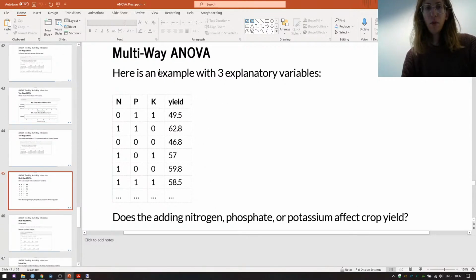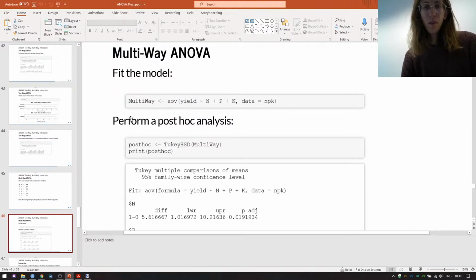Okay, here's another example of the multi-way ANOVA. So here we have a question: does adding a certain supplement to soil have any effect on the yield of a crop? So we're looking at nitrogen, phosphorus, and potassium. And with all these combinations, there is a specific yield that is associated to it. So once again, we can fit the model. So the multi-way is defined as the ANOVA model with response variable yield, and explanatory variables are nitrogen, phosphate, and the potassium. Now the data set that we use it from is NPK.